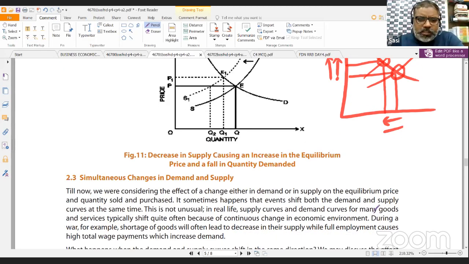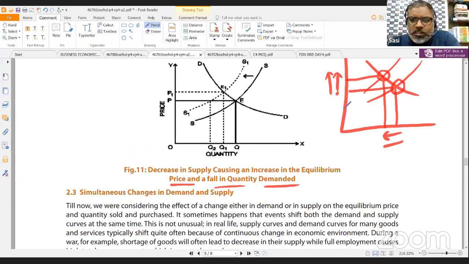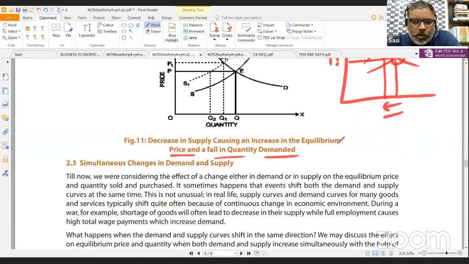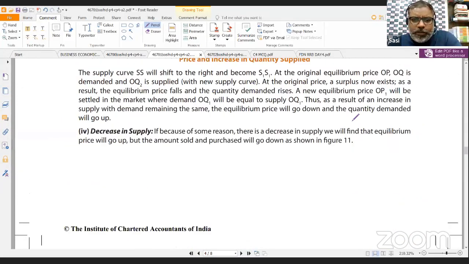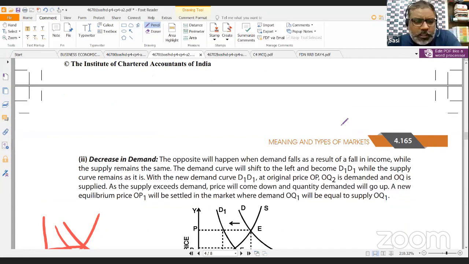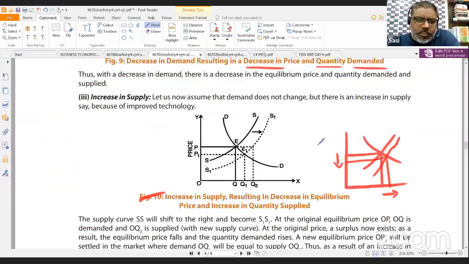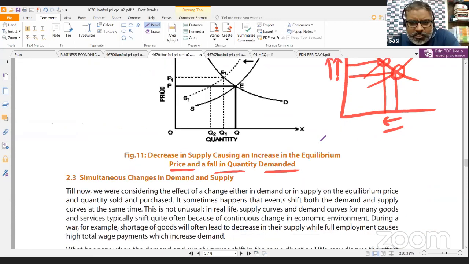That's it. Decrease in supply is causing what? Increase in equilibrium price and a fall in quantity demanded. That is what is very clear from the graphs. We don't need to learn anything by heart at all. But this is what? Only one thing happening at a time. Either increase in demand or decrease in demand, or increase in supply or decrease in supply. Any one of them is happening at a time. Still we can draw the graphs and get it.